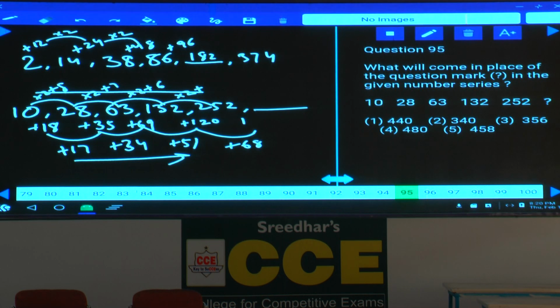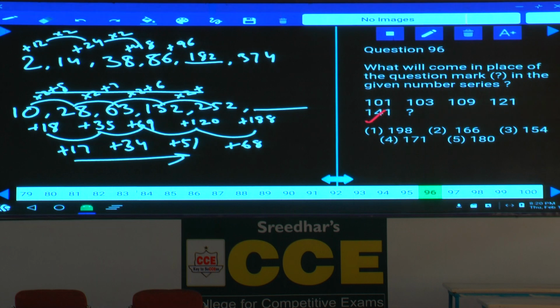120. 120 plus 68, 188 when added to 252. 25 plus 18 is how much? And the answer is 440. 440, that is choice 1. Done with this? 440, choice 1 is the answer, 95.